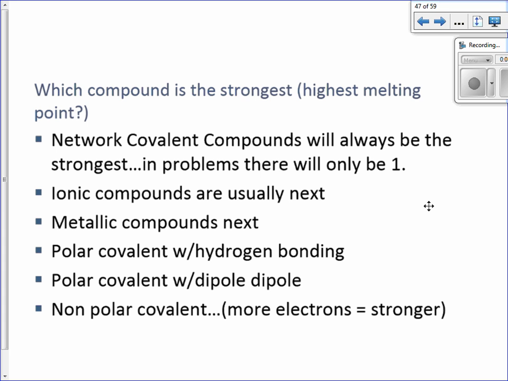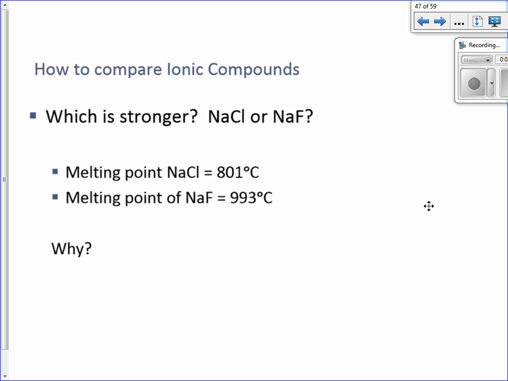Ionics are next, and then you need to go to looking at the charge, looking at the distance, the size of the radius, okay? Metallics will be after ionic in terms of strength. Then polar covalent with hydrogen, polar covalent with dipole-dipole, and then nonpolar covalent. With the London dispersions, more electrons make them stronger, okay? So bigger is better in the nonpolar covalent.